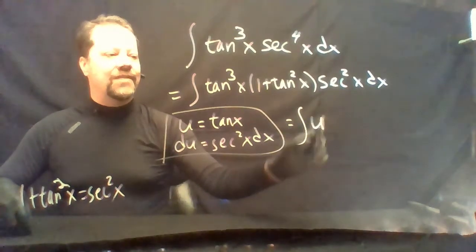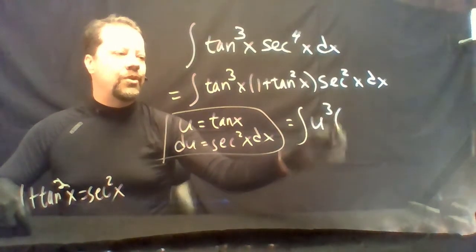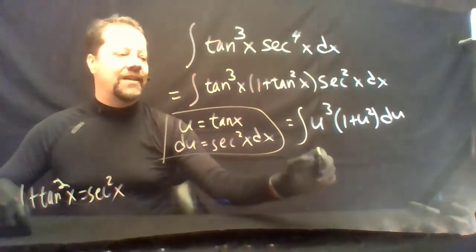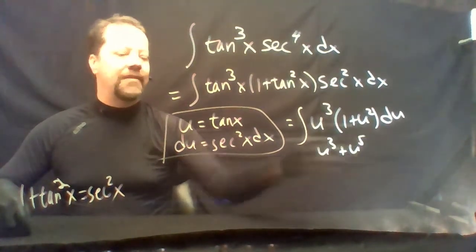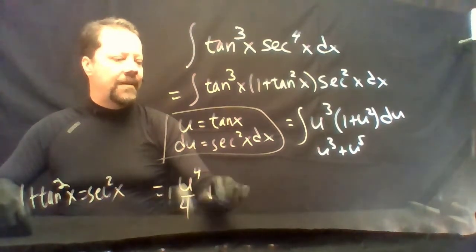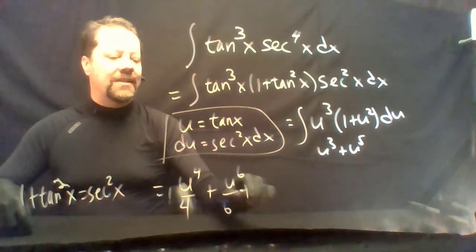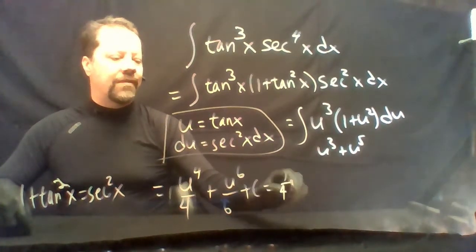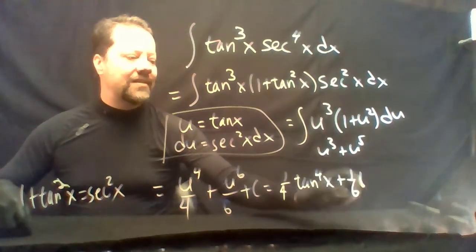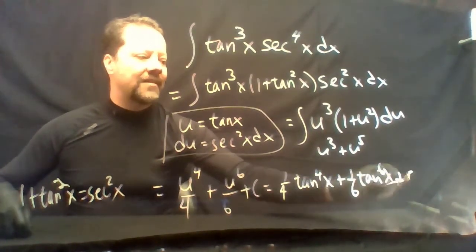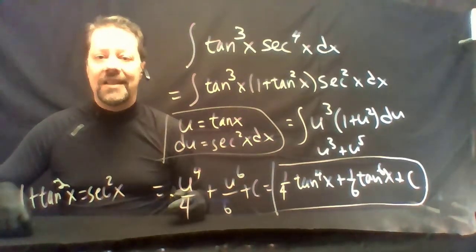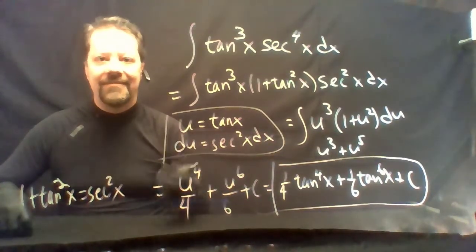So the integral is transformed into the integral of u cubed times 1 plus u squared du. The integrand is u cubed plus u to the fifth. So when we integrate, we'll have u to the fourth over 4 plus u to the sixth over 6 plus c, or 1/4 tangent to the fourth x plus 1/6 tangent to the sixth x plus c. It worked because the power on secant was even.